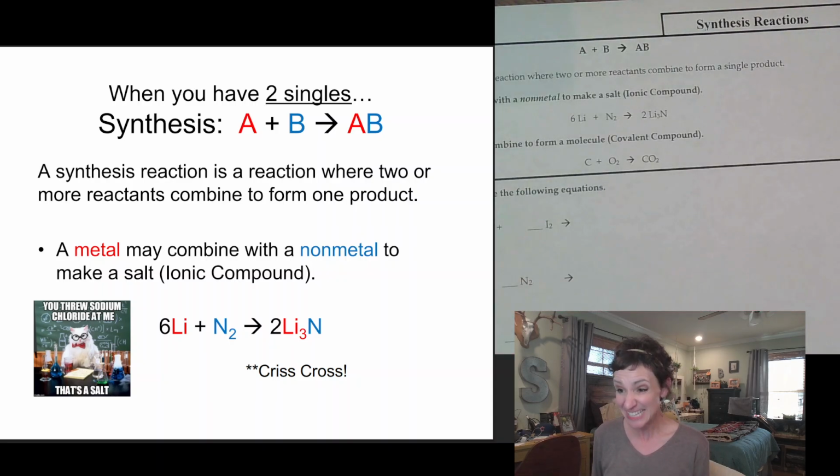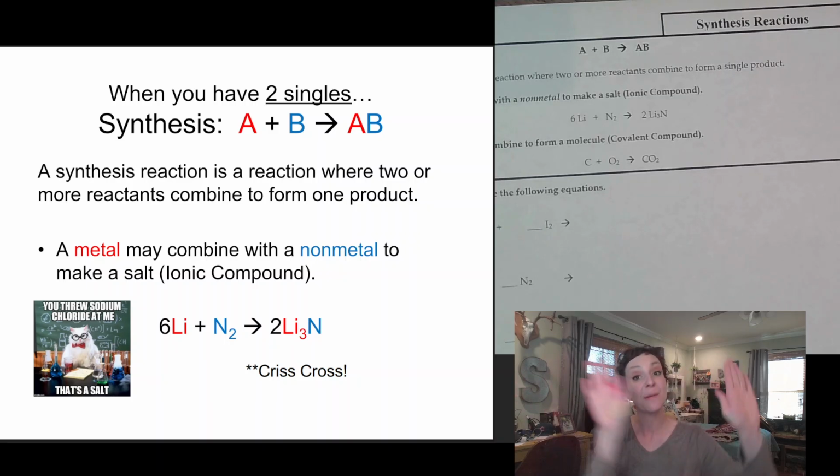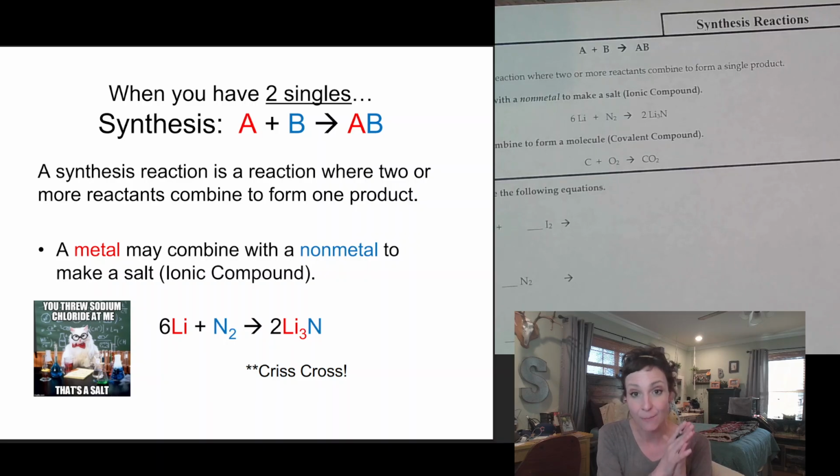Okay, but for a synthesis reaction, typically if I'm going to have you write a synthesis reaction, it will be making an ionic compound, meaning I will take a metal single guy and a non-metal single guy and girl, whatever, and then they will make a couple, an ionic compound, okay?